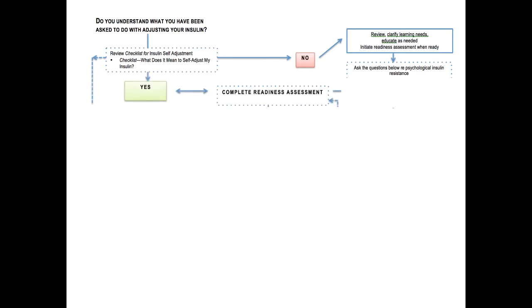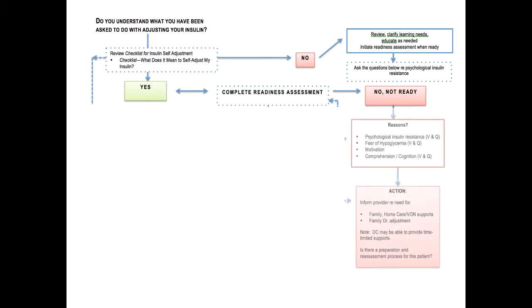So once you're comfortable with them completing the checklist and most of their answers are very good, then that would be yes, they are ready to move on, and that's when you would complete the readiness assessment. So they are yes, ready to move on, or no, they aren't ready.